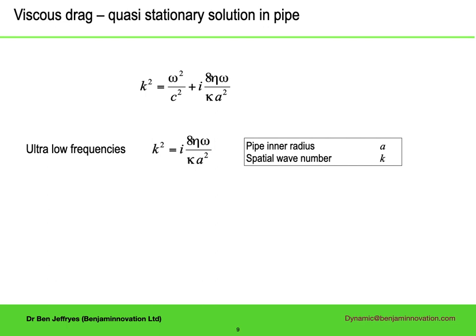If we look at steady viscous flow in a pipe and simply put in a time-varying flow, this is the equation that results for the wave number versus frequency. For ultra-low frequencies, the term linear in frequency dominates, and the wave number squared is proportional to i times the angular frequency.